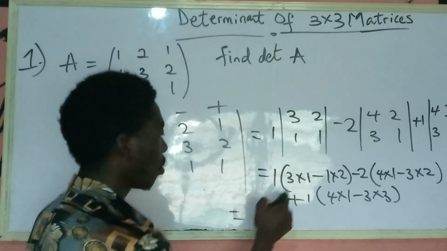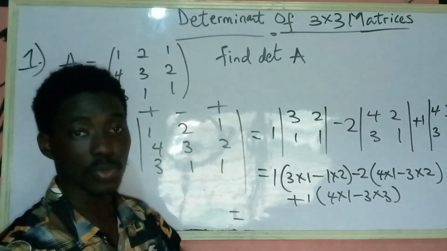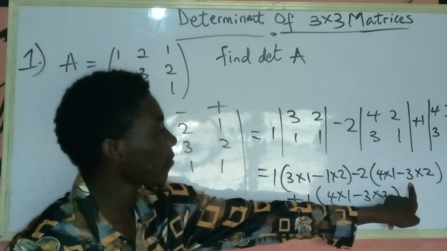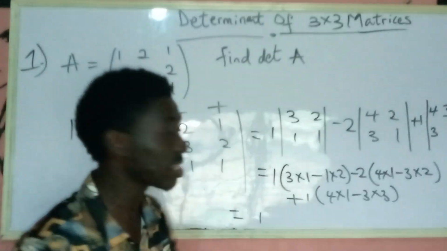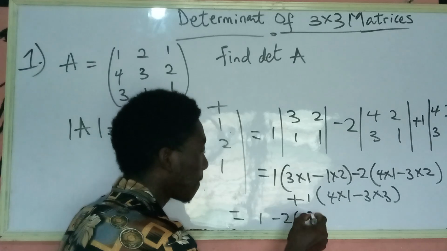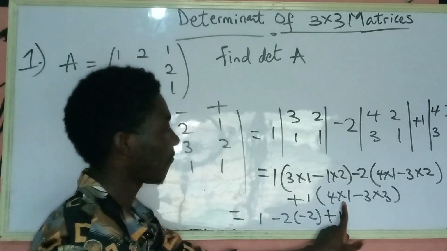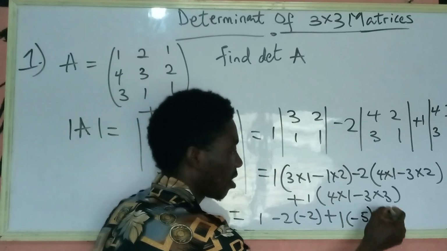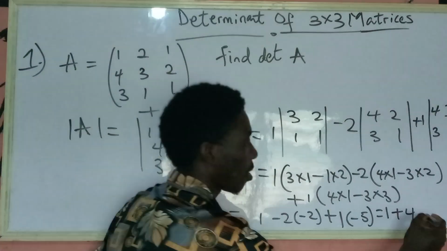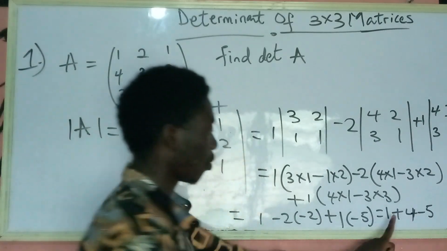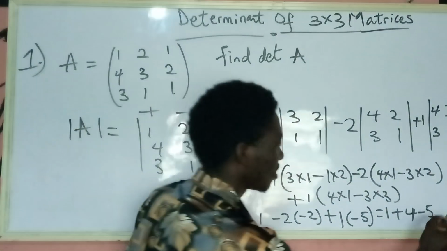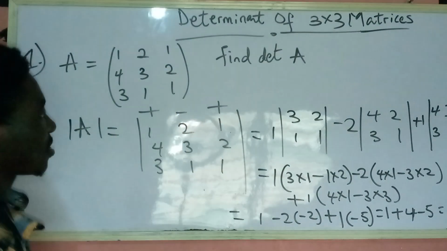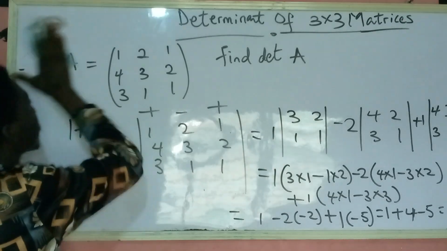And that equals 3 times 1 is 3, minus 2, that is 1. Next one, 4 minus 6, that is minus 2. So minus 2, plus 1 times 4 minus 9, which is minus 5. So you have 1 plus 4 minus 5. 1 plus 4 is 5. 5 minus 5 is 0. That is the determinant of this matrix. So let's go to another example to check it out.